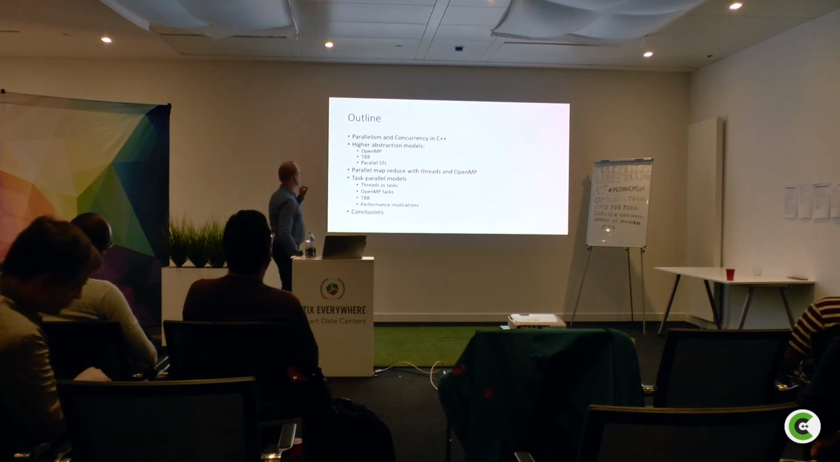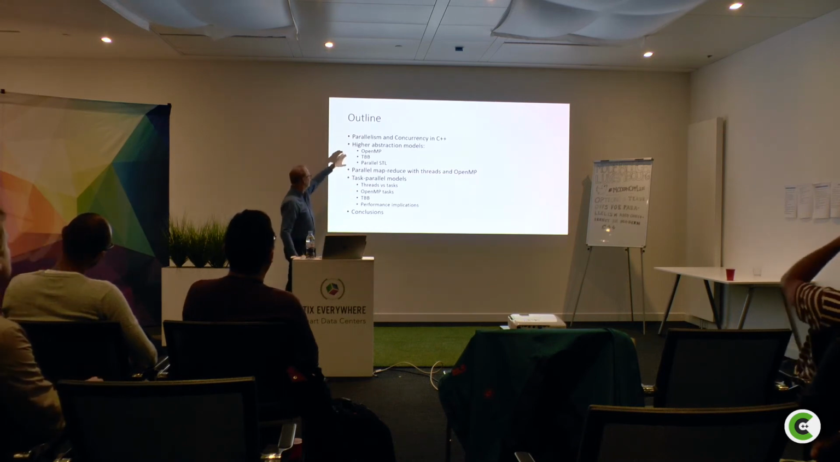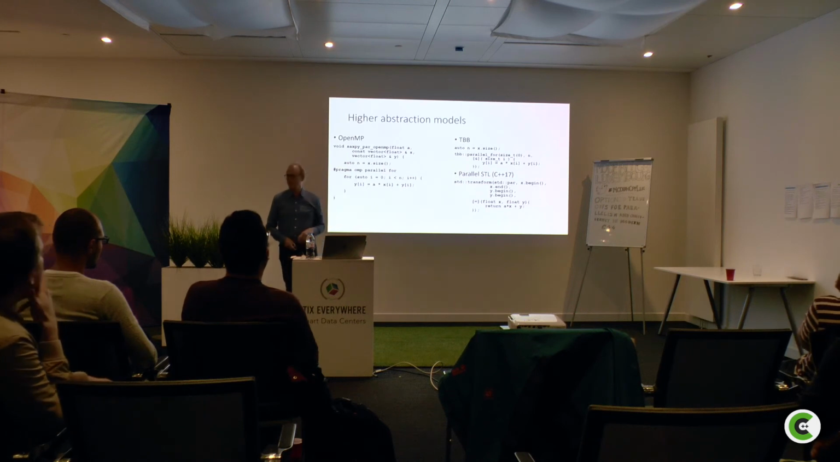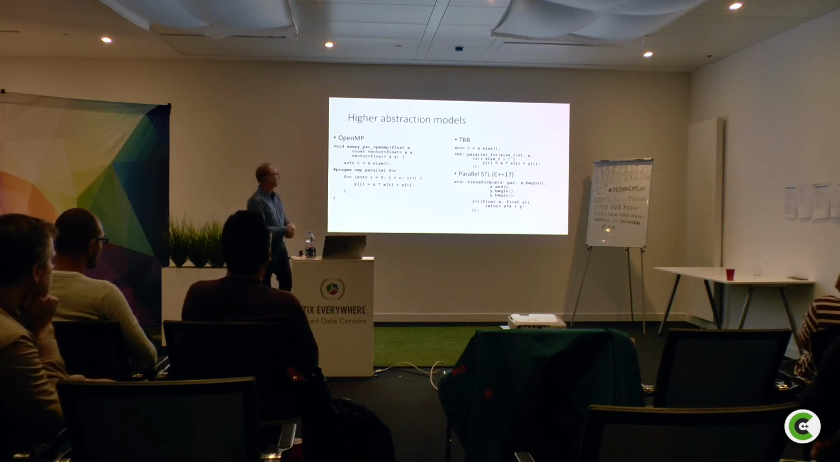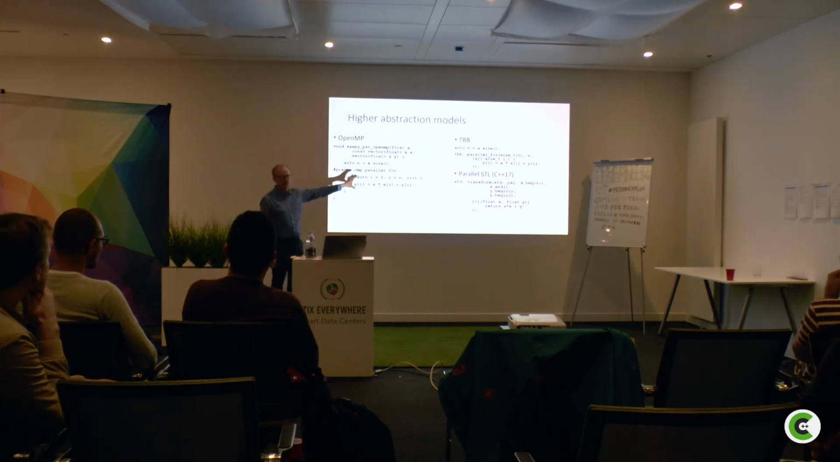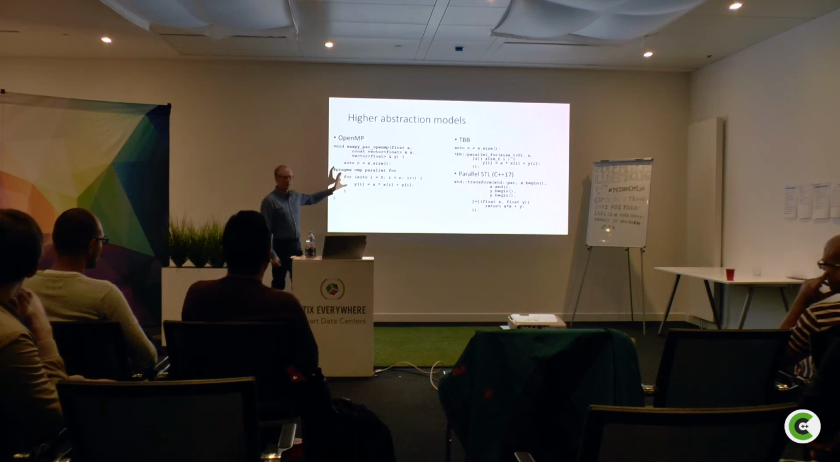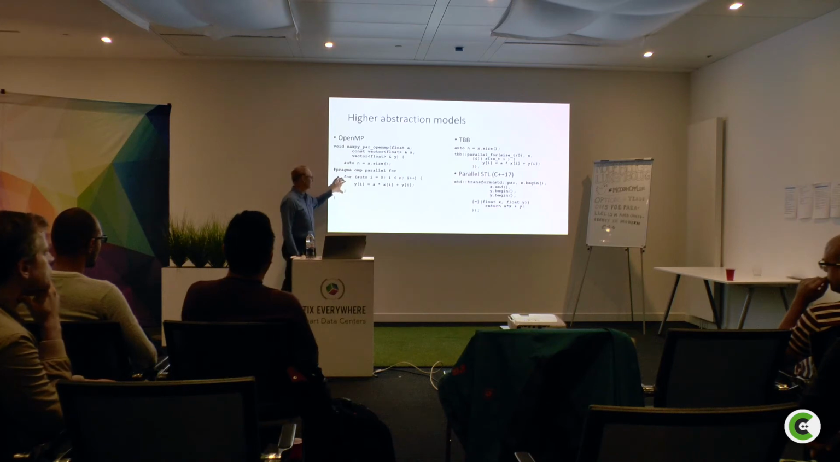So this is where we are. Let's look at a few more high-level abstraction models. These are three that I recommend you use instead of explicit threads. The OpenMP one is the easiest, in my view. It's a little bit C-like. It doesn't always work that well with new C++ features, but in most cases it works pretty well.